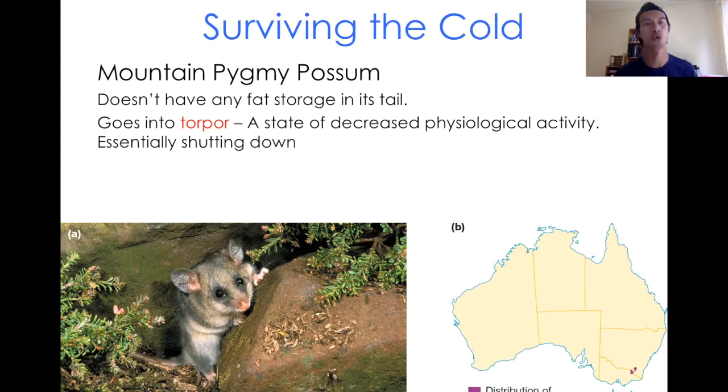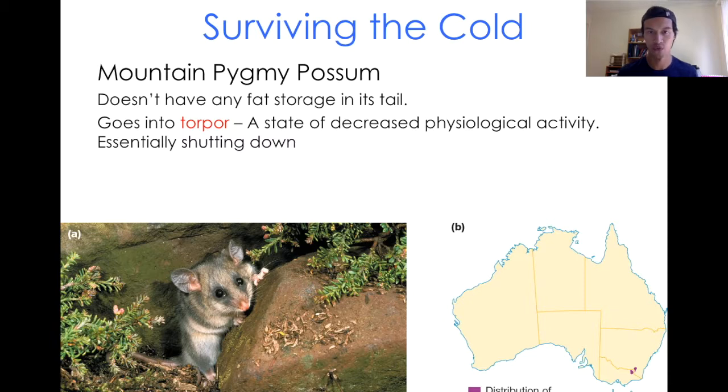So when it goes into torpor, basically the body shuts down, reducing the amount of oxygen that it takes up. It reduces the amount of energy it requires to survive, and therefore the amount of food it needs to take up and the amount of waste it produces. It essentially shuts down until the conditions become more favorable. So they'll find a little burrow where the temperature is a bit more constant, and then it will shut down.